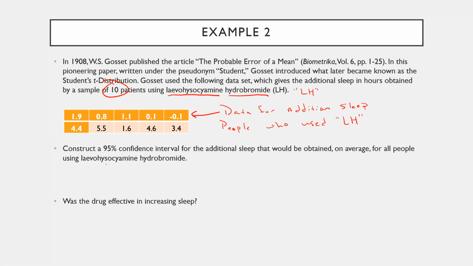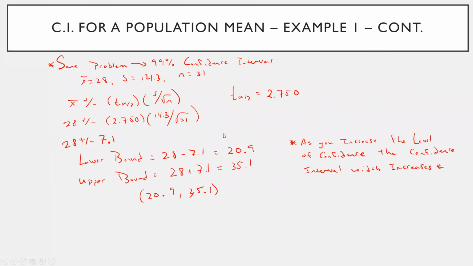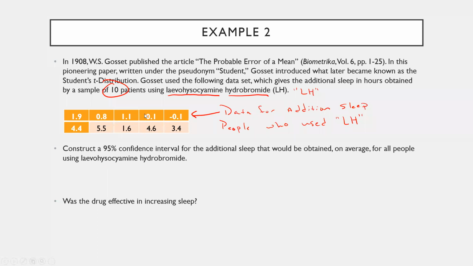All right. So I'm going to show you how to do this all in your calculator very easily. The first question says, construct a 95% confidence interval for the additional sleep that would be attained on average for all people who use this drug LH. Do you notice the subtle difference here? In the previous problem, I gave you the mean and standard deviation. Here, I just give you the raw data.